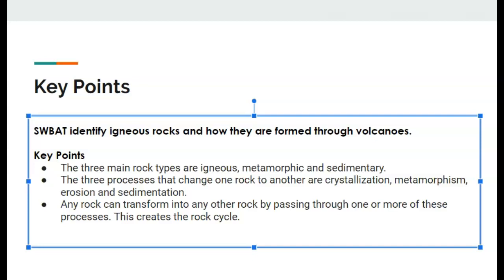The three main rock types are igneous, metamorphic, and sedimentary. The processes that change one rock to another are crystallization, metamorphism, erosion, and sedimentation. And any rock can transform into any other rock by passing through one or more of these processes. And this is through the rock cycle.